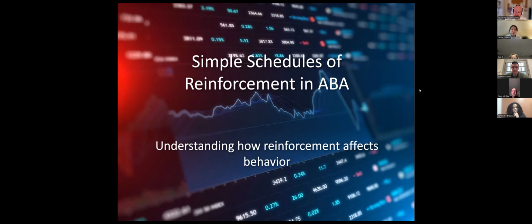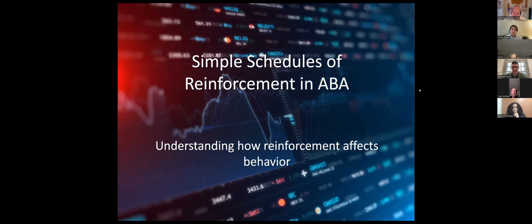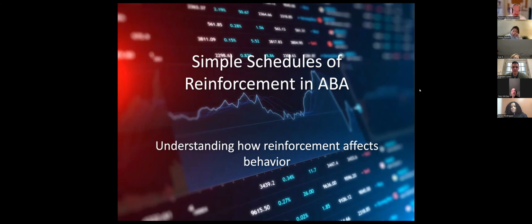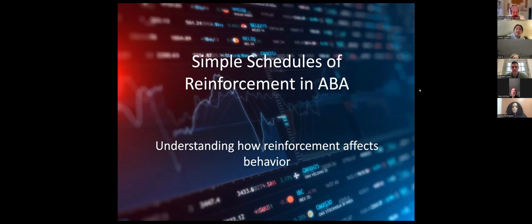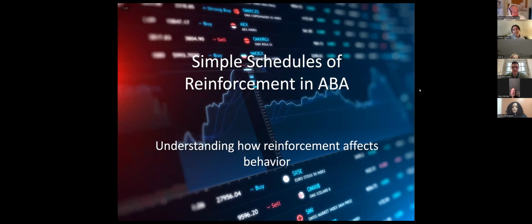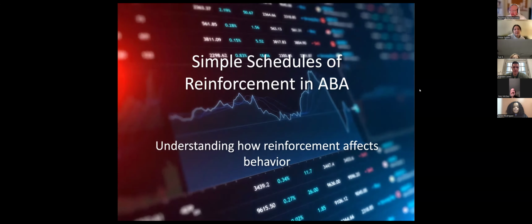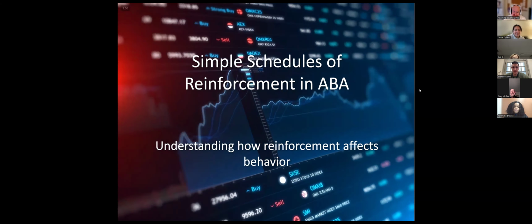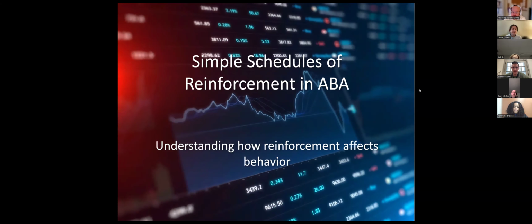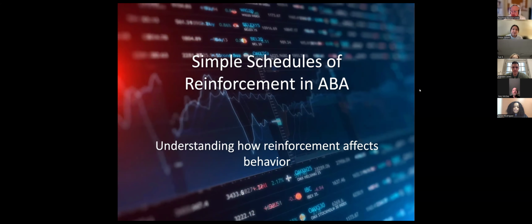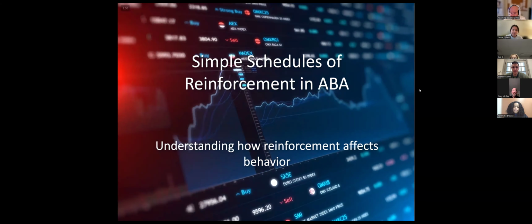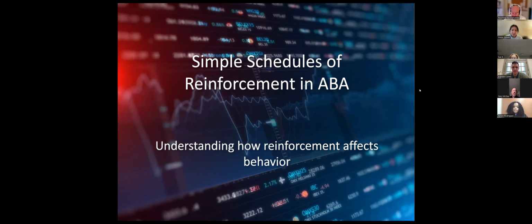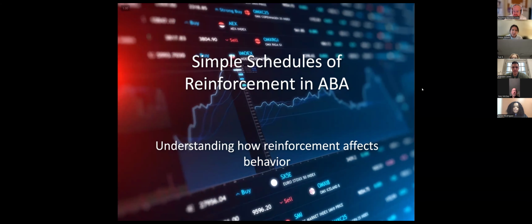Simple schedules of reinforcement. And guys, when we're talking about reinforcement, what section should this go in your behavior support plans? Consequence. Yeah, in the consequence section. So these are strategies that belong in the consequence section of your behavior support plan and obviously occur when we're working with our VIPs after we see behavior, right? These are strategies we implement after we see behavior. So let's get into it.